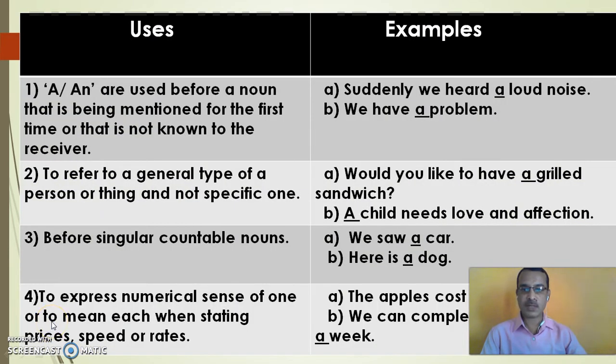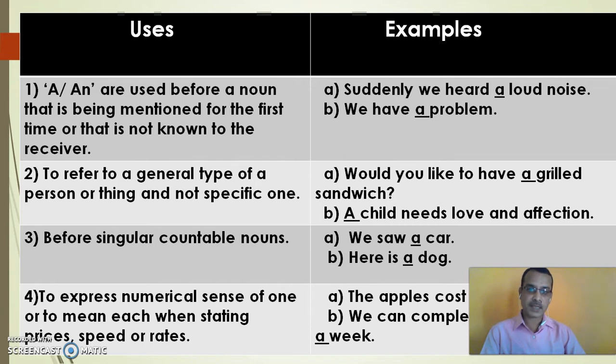Now look at the uses and examples of articles a and an. Articles a and an are used before a noun that is being mentioned for the first time or that is not known to the receiver. For example, suddenly we heard a loud noise. In this example, a loud noise is referred to for the first time.